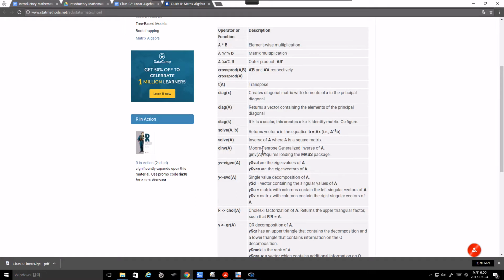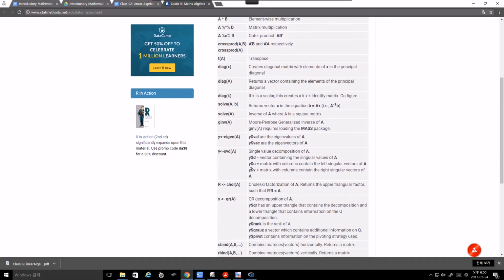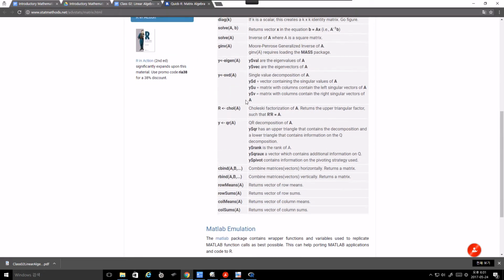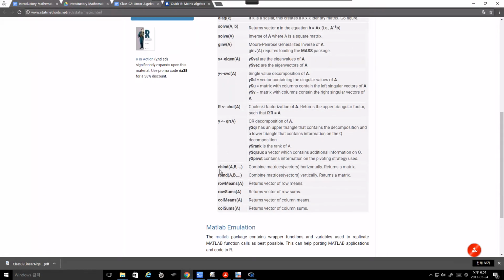Solve. And then we have other useful techniques like eigenvalue. We will learn other things shortly. Well, this is actually useful.